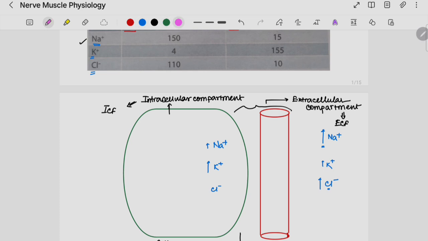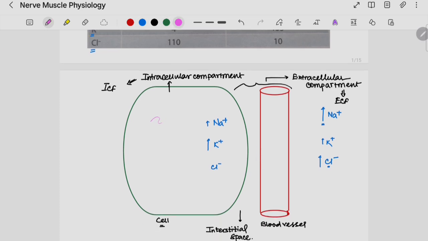Now there is another component inside the cell, that is protein. Protein is anionic in nature, but it cannot cross the cell membrane because it is too large. It is anionic, too large to cross cell membrane, right? So protein cannot cross the cell membrane.